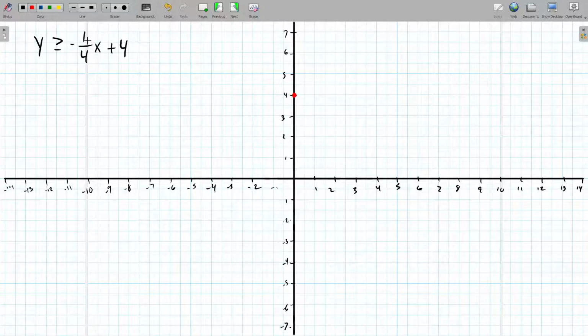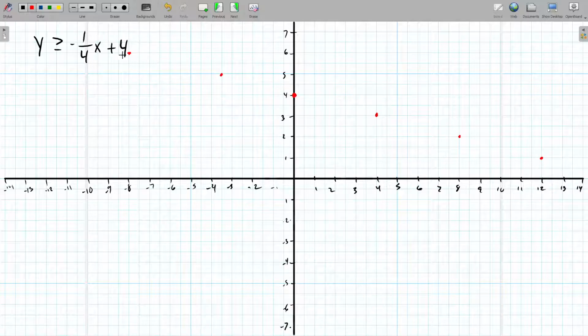My slope is negative 1/4, so we're still doing the same thing. I'm going to go down 1 and over 4. Down 1 and over 4, and so on. And we can go the other way. We can go up 1 and to the left 4 to get some more points to be more accurate.